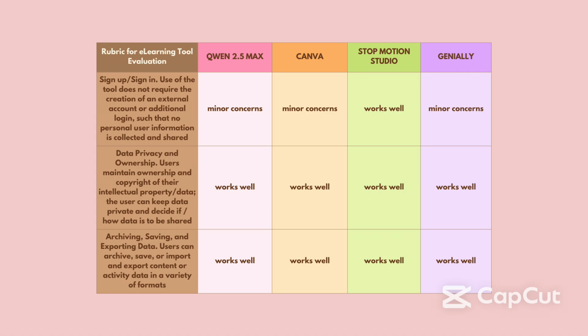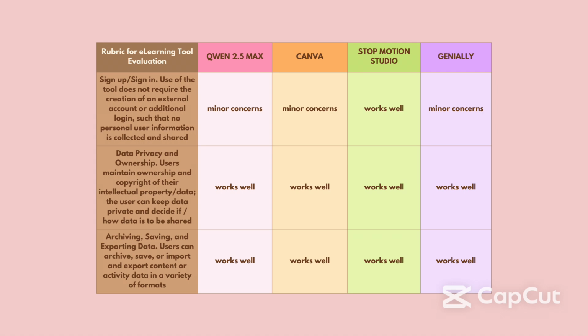Qwen is only used to generate images, with no personal content shared. Canva and Genially allow designs to be kept private or shared securely, and support multiple export formats, making them safe and flexible for educational use. Genially, based in Spain, follows strict European data protection laws, and teachers can manage student accounts.